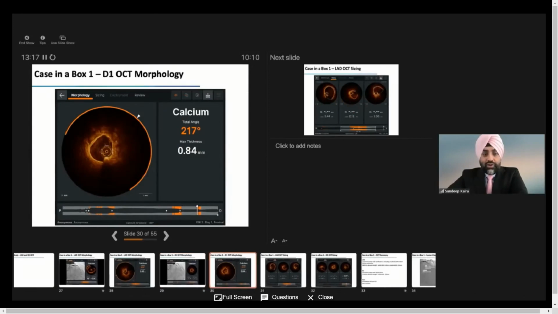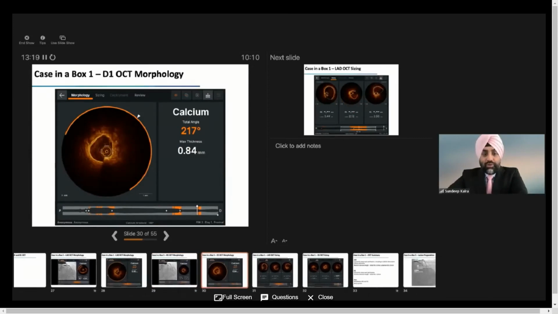And again, just on a still axial image here, this is just proximal diagonal vessel at 217-degree arc of calcium with a 0.84 millimeter depth. So again, we're not dealing with just intimal calcium here. There is also medial calcification.